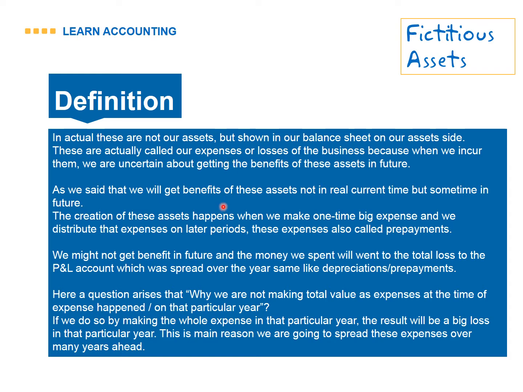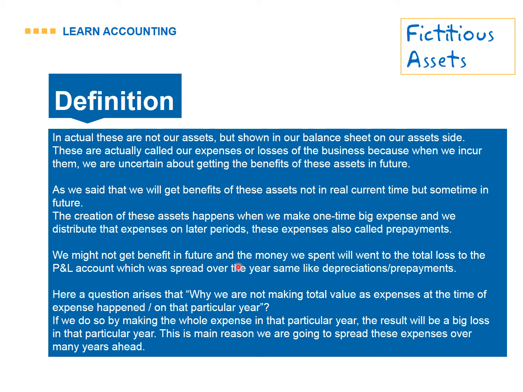Because, as we said, we will get the benefit of these assets not in real current time but sometime in the future. The creation of these assets happens when we make a one-time big expense and we distribute that expense over later periods. These expenses are also called prepayments. We might not get benefit in the future.